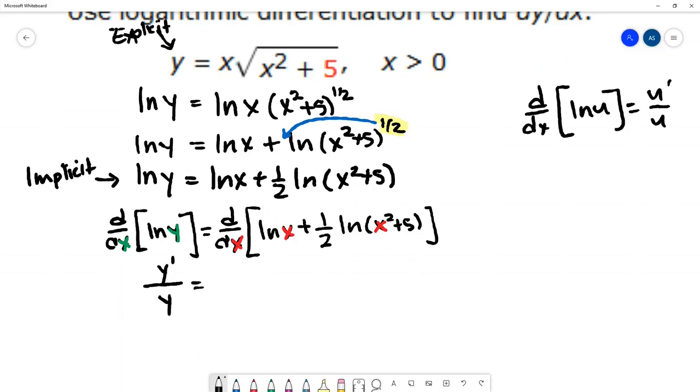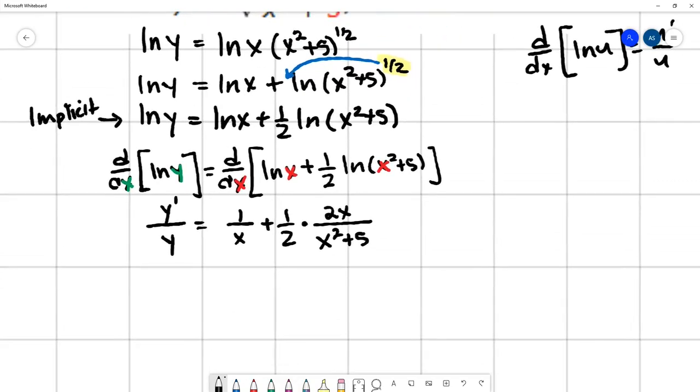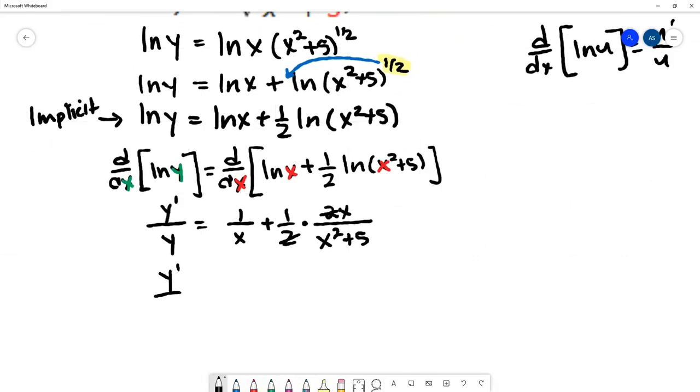So the derivative of natural log of x is 1 over x, the derivative of x being 1 over the inside. 1/2 is a constant multiple, and we'll calculate the derivative of natural log of x squared plus 5. The derivative of x squared plus 5 is 2x over the inside x squared plus 5. You can clean this up just a little bit by canceling out the 2's here. I have y prime over y equals 1 over x plus x over x squared plus 5.